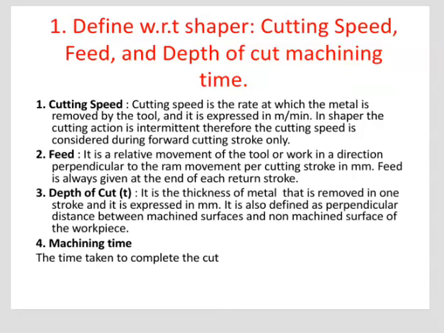The third one is depth of cut. It is the thickness of the metal that is removed in one stroke and it is expressed in millimeter. It is also defined as the perpendicular distance between the machined surface and the non-machined surface of the workpiece. Then the fourth one is machining time. The time taken to complete the machining process or complete the cut is called machining time.